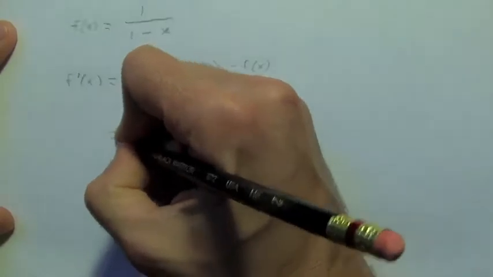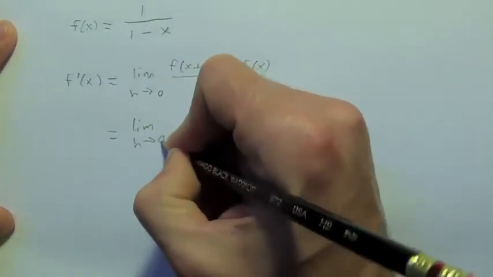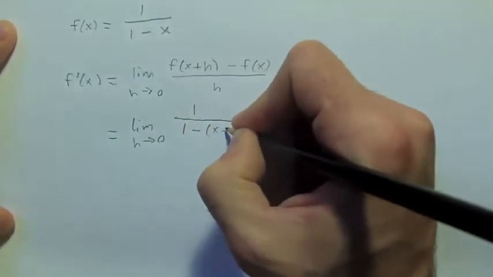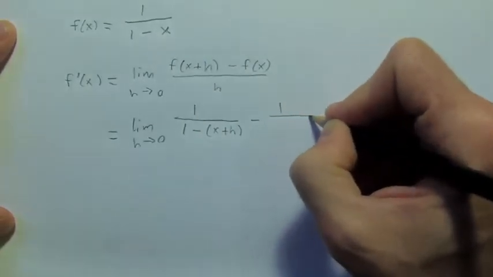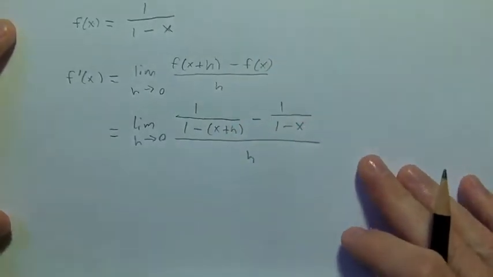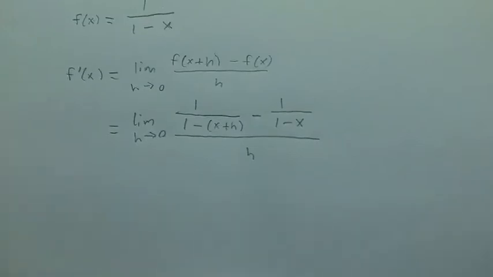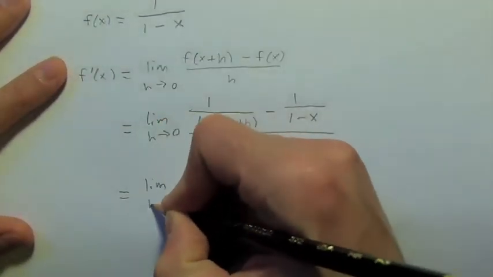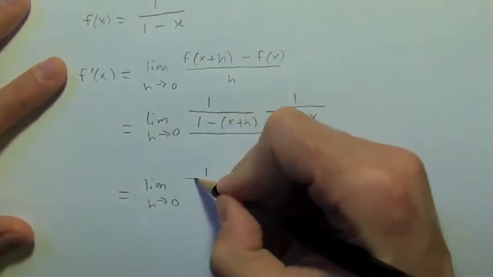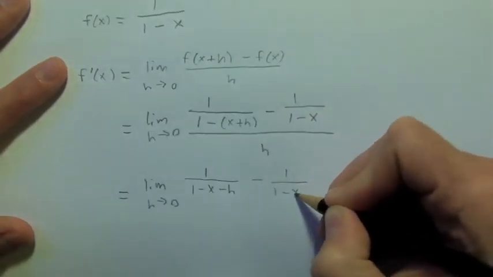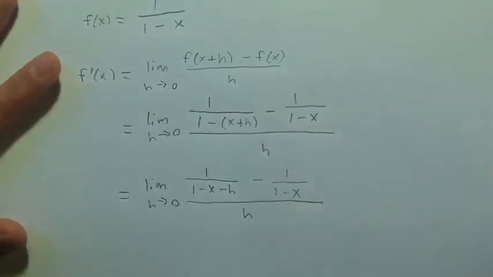Right, so we start by plugging stuff in. 1 over x plus h, that will be 1 over 1 minus x plus h, minus 1 over 1 minus x, all over h. Okay. So the first thing we'll want to do here is simplify this a bit. First, let's rewrite this so we don't have to write that parentheses every time. So this will be 1 over 1 minus x minus h minus 1 over 1 minus x, all over h.